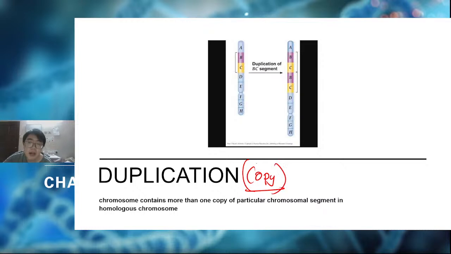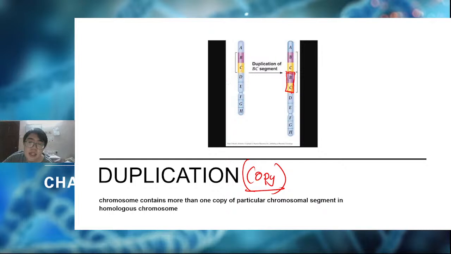Duplicate, copy, right? It will repeat the sequence. So if you see this A, B, C, B and C are duplicated, so another set of B and C will be added after them. This is duplication: a chromosome contains more than one copy of a particular chromosomal segment in a homologous chromosome. So BC is duplicated, so another set of BC will be added.